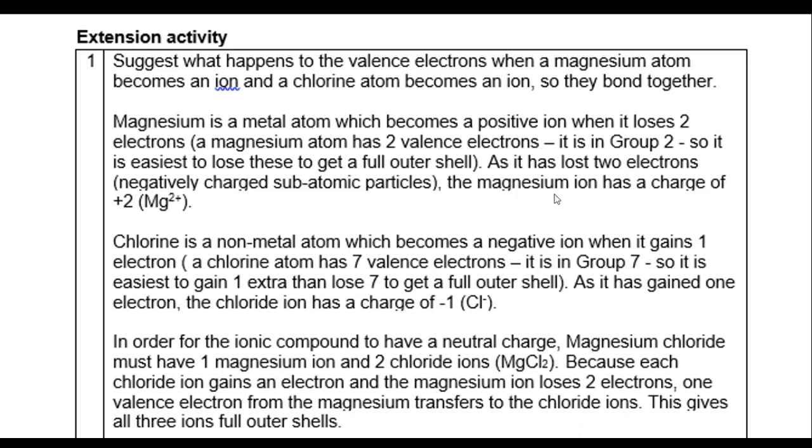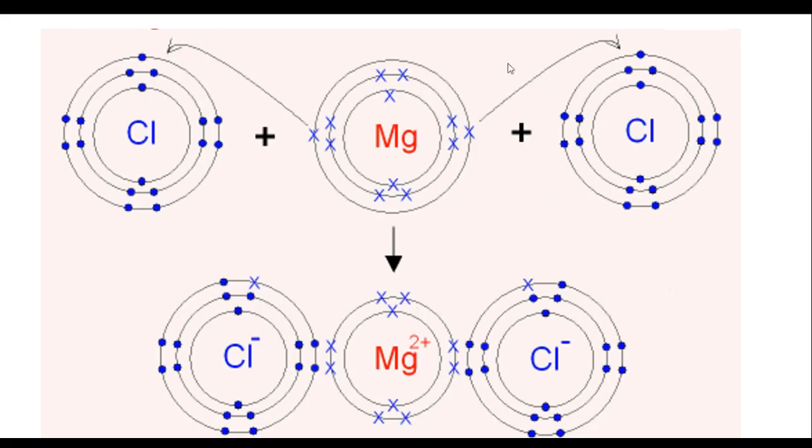So I've got a picture to show you, and that's this. Here we have our magnesium atom. You can see the 2 electrons in the outer shell. These electrons then transfer to the chlorine atoms, which then become ions. So in the process of these atoms becoming ions, the electrons are transferred.